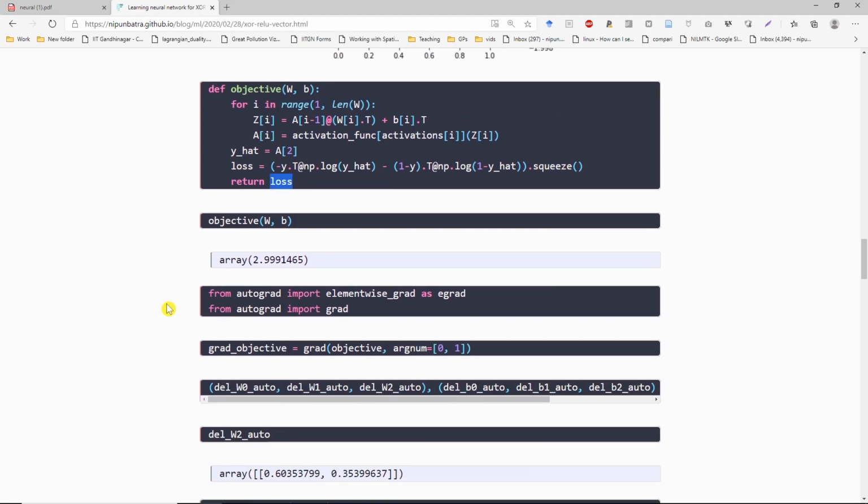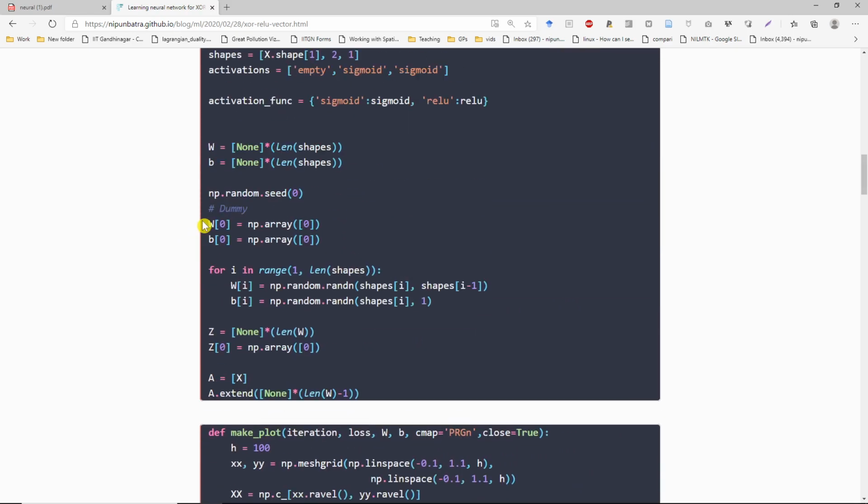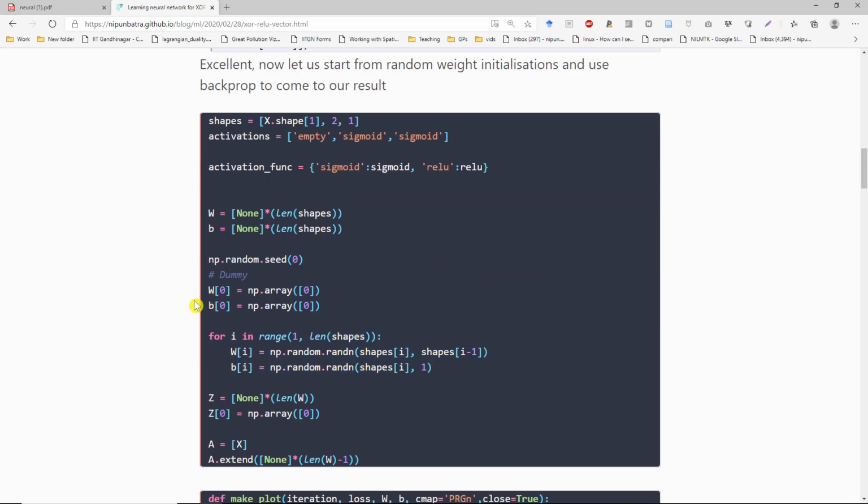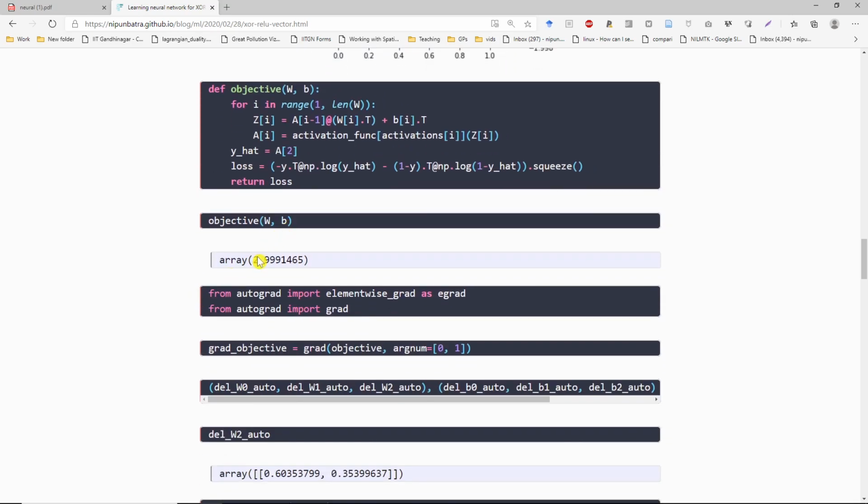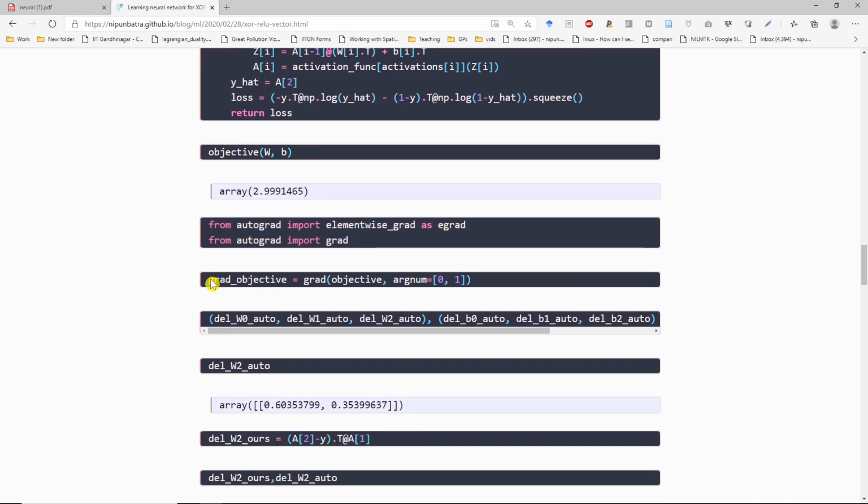I'm returning the loss. I'm showing the objective with respect to W and B. So W and B are just randomly initialized for now. The objective with respect to random initialization is 2.99, and eventually over time this objective will become better. As you would expect, I am using AutoGrad and I've imported certain things from AutoGrad. And in this line of code, I'm showing how to compute the gradient of the objective, or of the loss, with respect to the argument numbers 0 and 1, right?